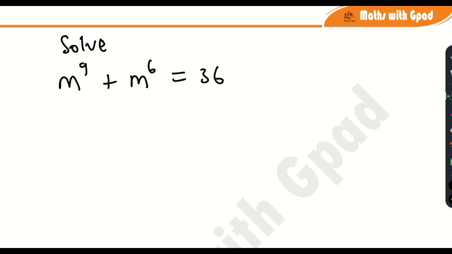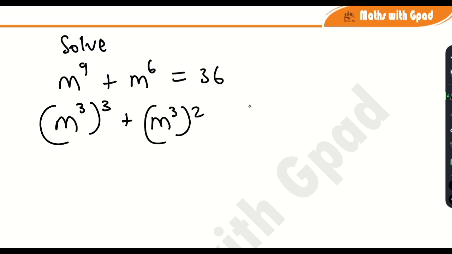So this is going to be m raised to the power of 3, bracket, then 3. If you multiply these two exponents, you will get 9 back. This is the power of a power rule. Then plus, let's do the same thing here. m raised to the power of 3, then bracket 2. 3 times 2 will give you 6. So all of this is equal to 36.